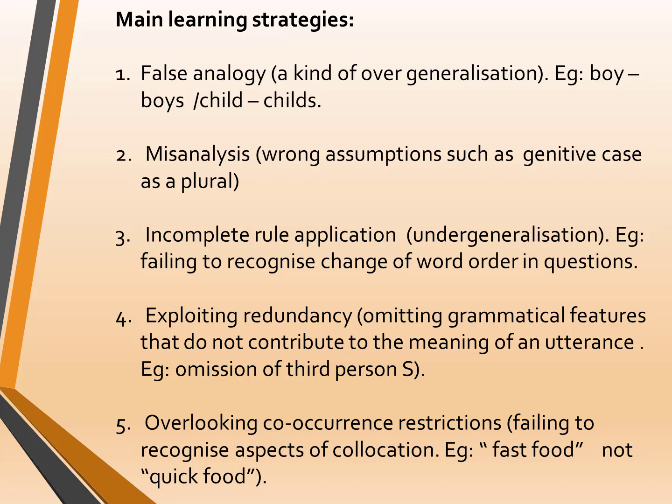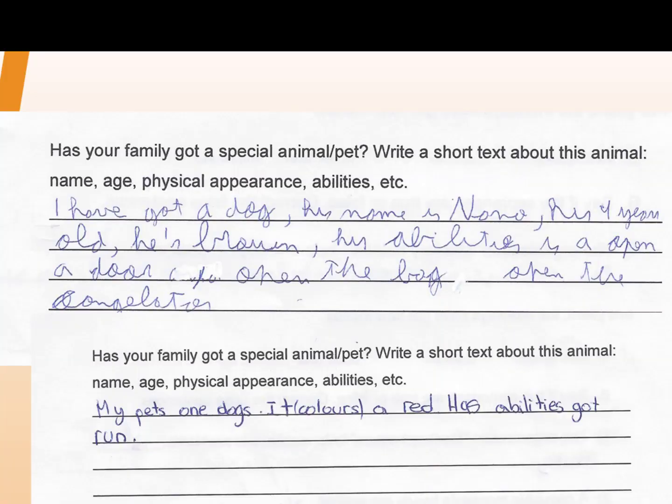The last strategy that we want to refer to here is that of overlooking co-occurrence restrictions, that is, not paying attention or recognizing collocational issues. So, a student would say "quick food" instead of "fast food." Analyze these two student productions. What are the learning strategies that students are putting into play in order to write down their compositions?